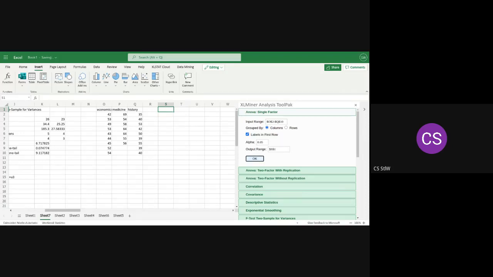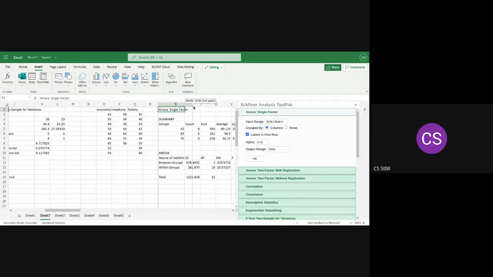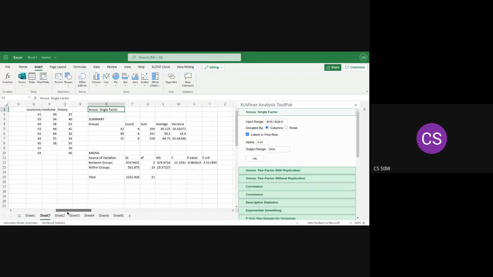So okay, I didn't need labels, but it's okay. Yeah, so this is our output. Let me just increase this bit first. Okay, so let me just move that there. So the first thing that it does, it shows us the groups. So groups are just economics, medicine, and history. It's only that it's giving us the first value of each column, just for us to know the distinction. Count is just the number of elements in each.